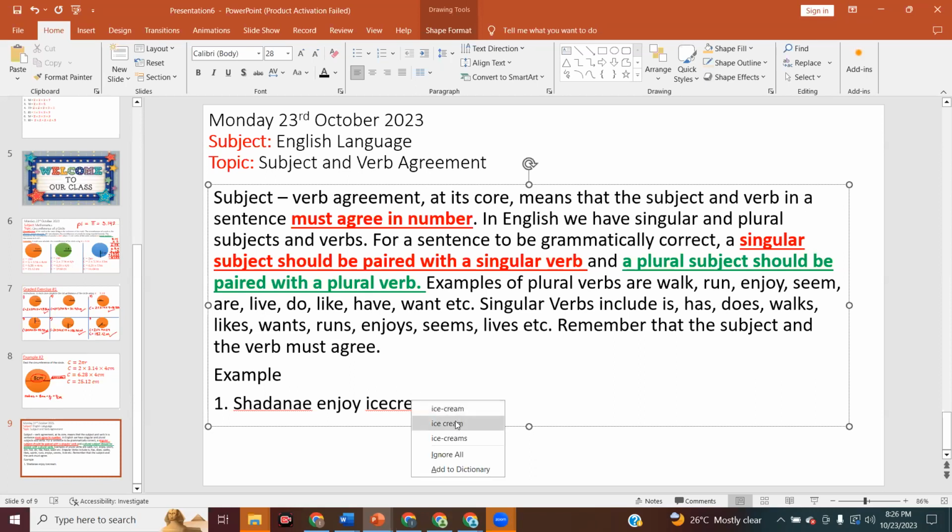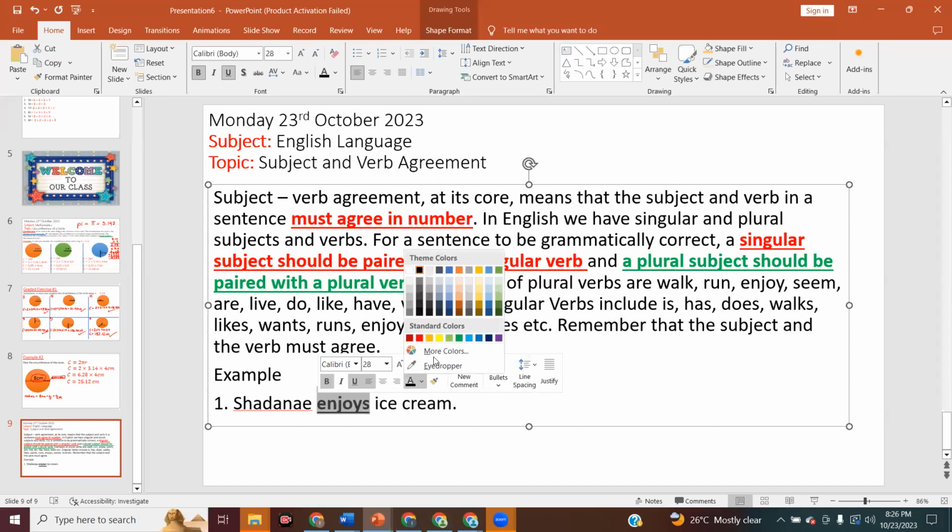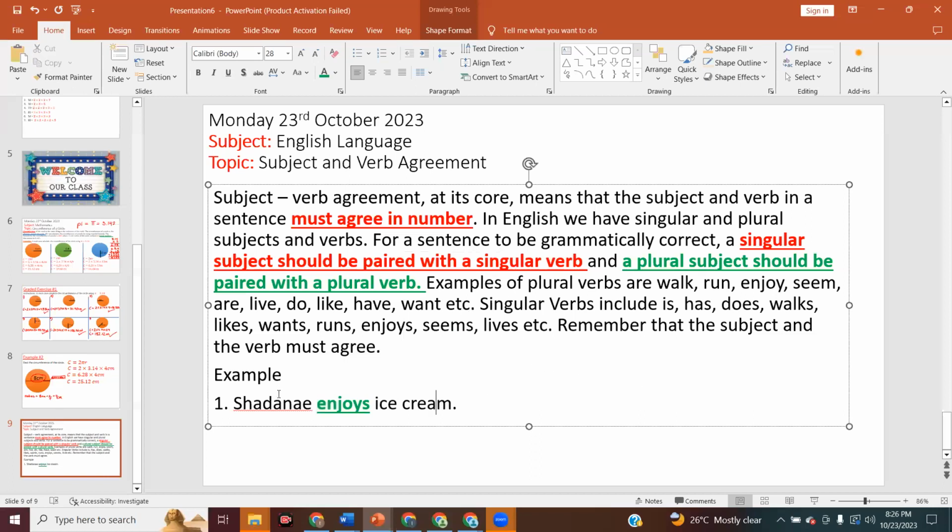Very good. It's supposed to be enjoys. Why using enjoys? Because enjoys is a singular verb. Very good. You catch on pretty quickly. So Chardonnay is a singular subject. Enjoys is a singular verb. So we must use the singular verb. Okay. Chardonnay enjoys ice cream.